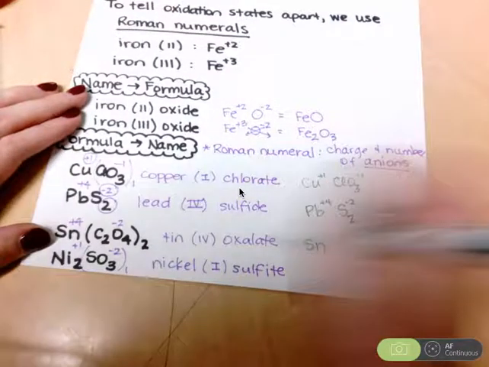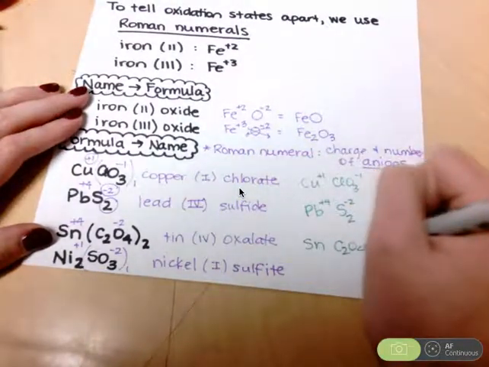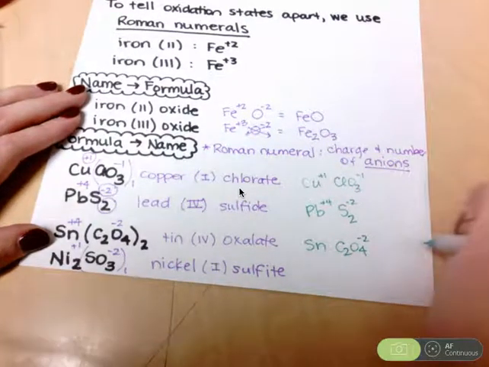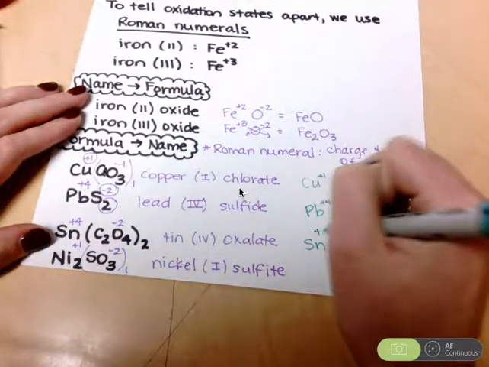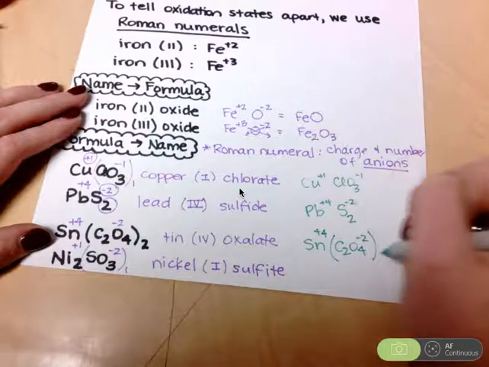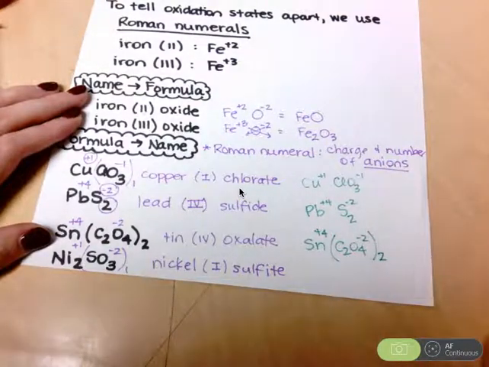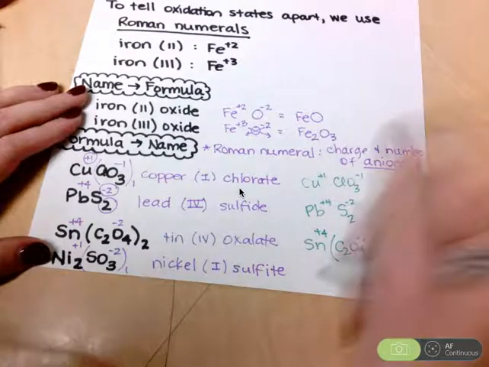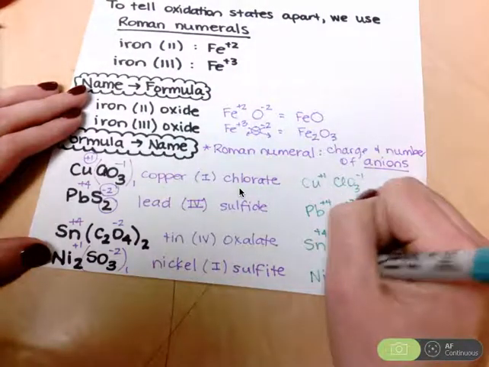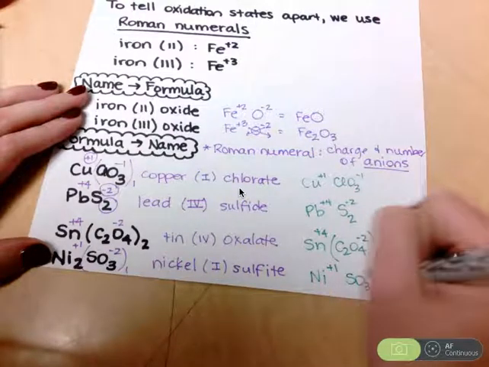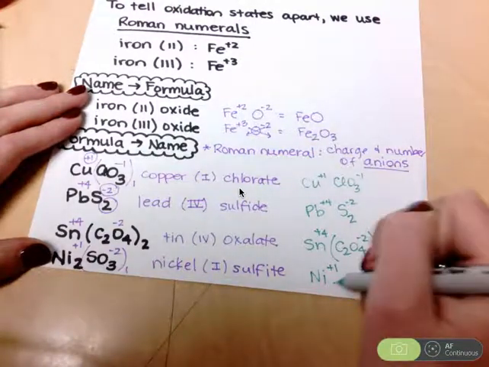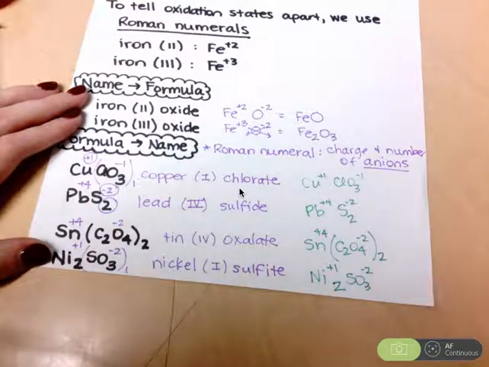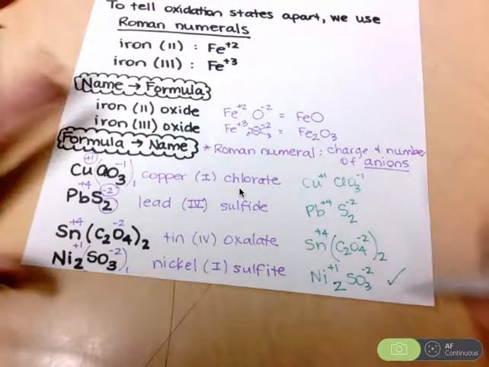Tin 4 oxalate would be Sn, C2O4 with a -2. Just like before, I need to double the amount of that negative charge to get a neutral compound. The last one, I've got nickel with a +1 charge, sulfite with a -2 charge, so when I cross that charge down, I get that 2 there. Check. I can always double check myself.